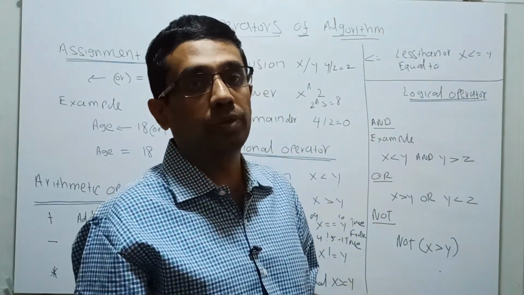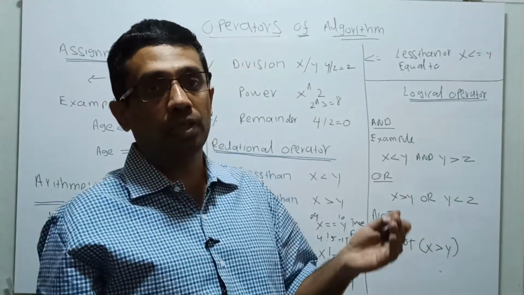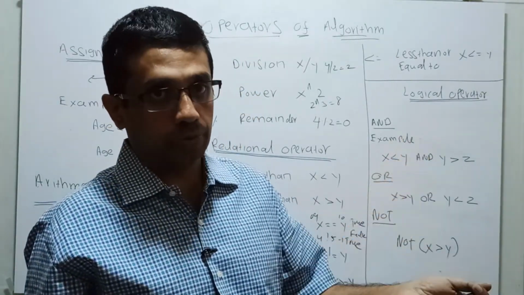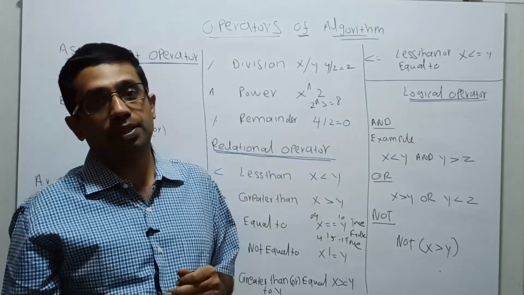Less than or equal to. 1, 2, 3, 4 are all less than 5, and 5 is equal to 5. So all these values will return true: 5 less than or equal to 5, 4 less than or equal to 5. Otherwise, it will return false.